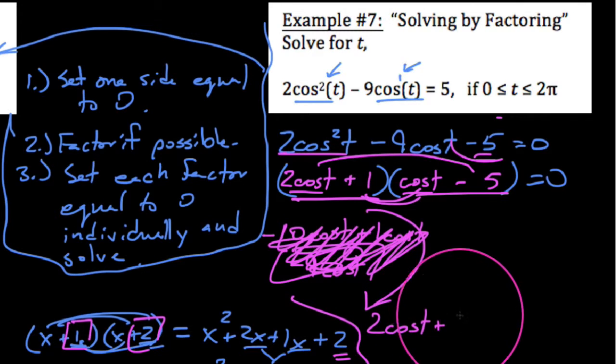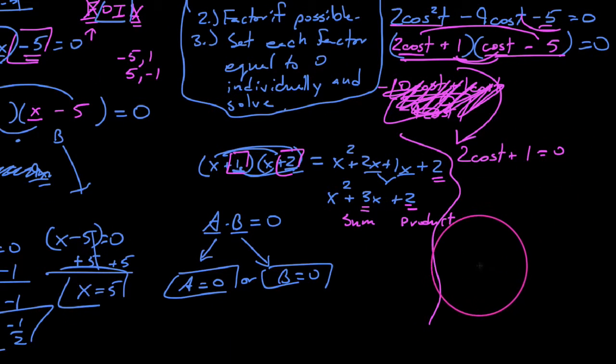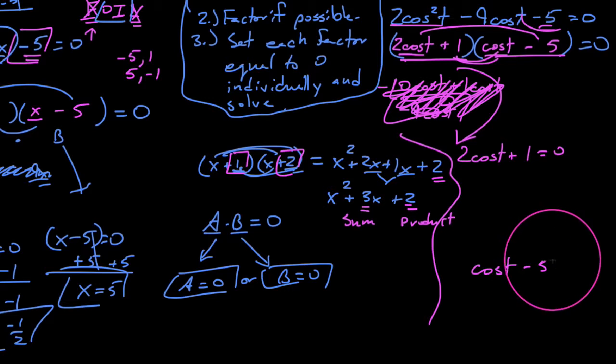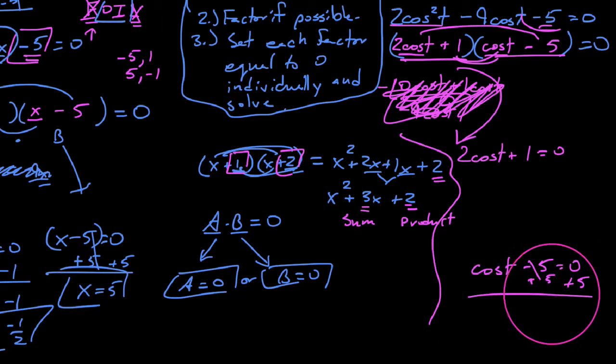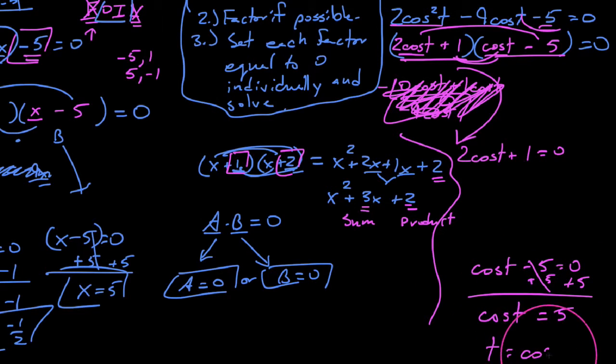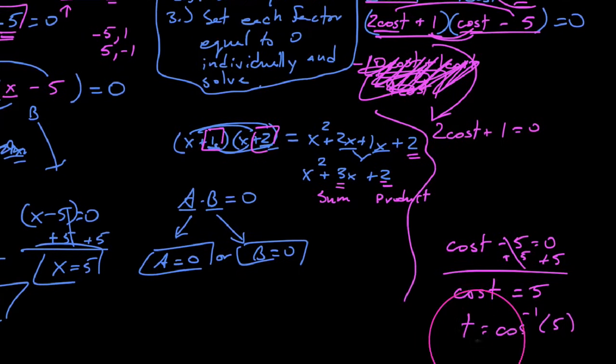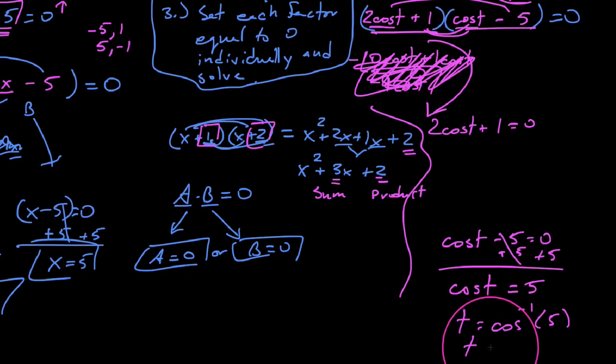So 2 cosine t plus 1 equals 0. And we'll do this other one down here: cosine t minus 5 equals 0. I'm going to start with this one down here. If we add 5 to both sides to isolate the cosine, then we would get cosine t equals 5, and t equals the cosine inverse of 5. Remember, cosine and sine never get bigger or smaller than positive 1 or negative 1 respectively. So for this one, t doesn't exist.